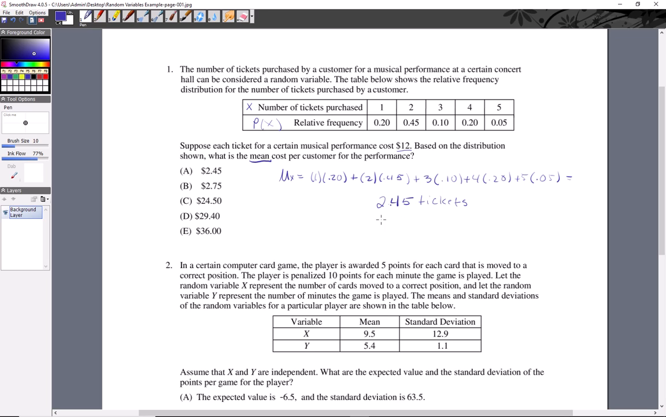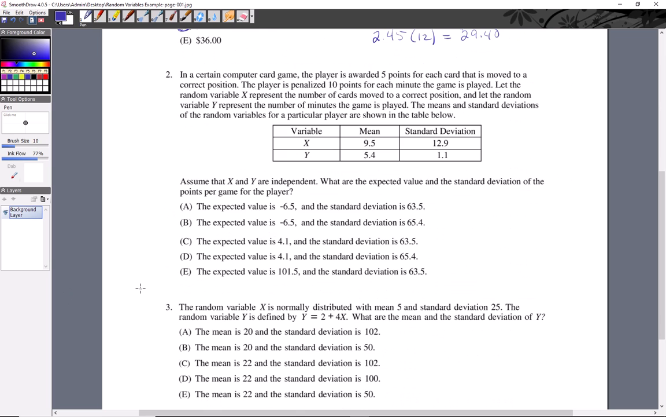And so all we need to do is multiply that by 12, so 2.45 tickets times $12 a ticket is $29.40. All right, and so that's going to be letter D. Okay, so there's your first one.